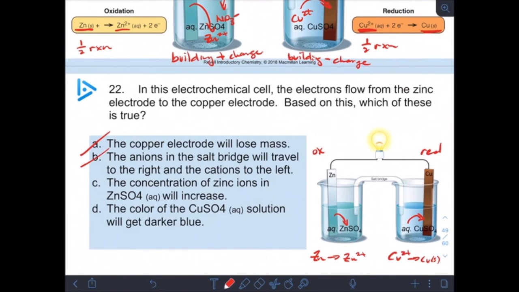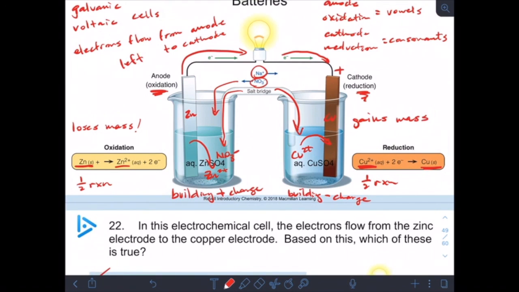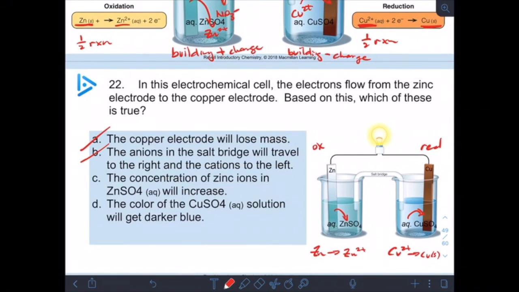The concentration of zinc ions will increase. Take a look. On our left-hand side, the zinc solid becomes zinc ions. So as this process goes, we get more zinc ions. So that is a good answer.